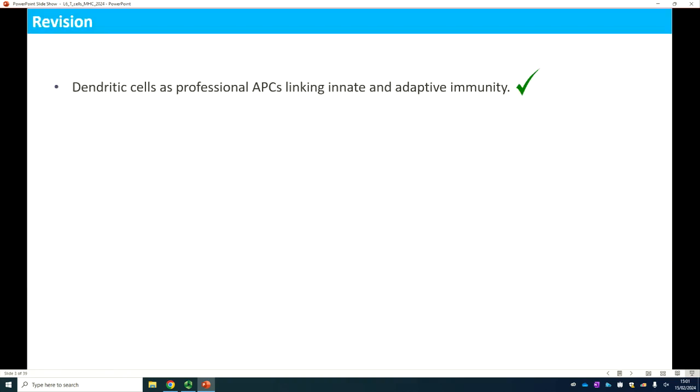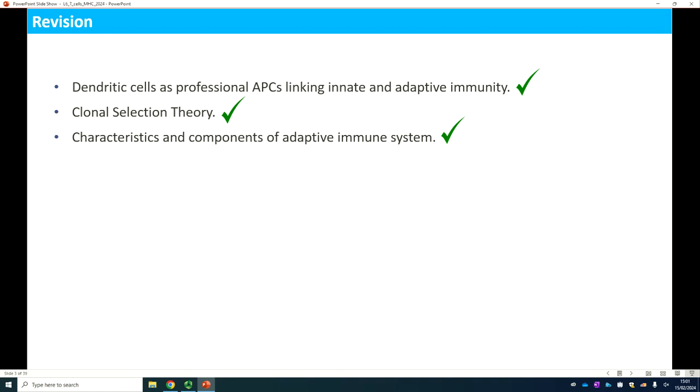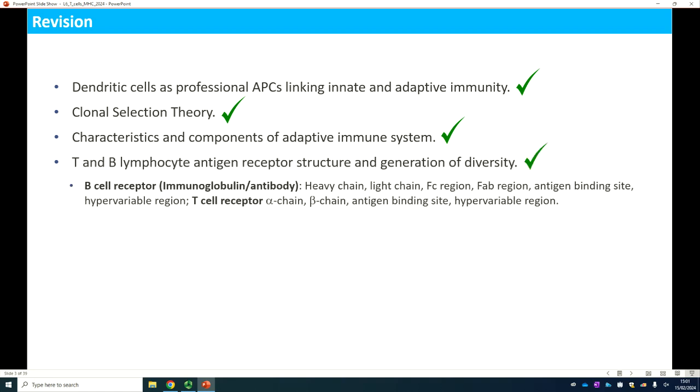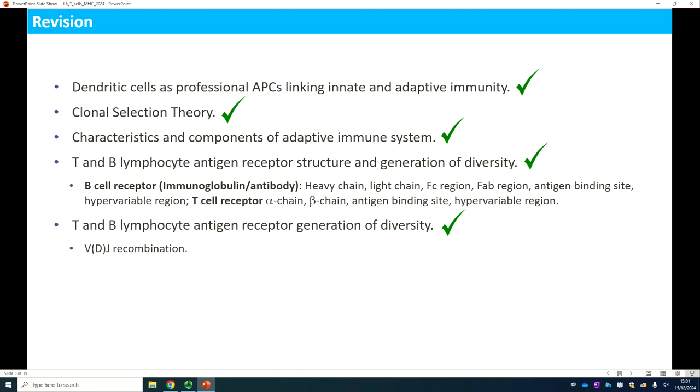Just in terms of a little bit of revision of what we've been talking about over the last 3 weeks. By now you'll know that dendritic cells are these professional antigen-presenting cells, and they link the innate and adaptive immune system together. You'll also have a good appreciation of the clonal selection theory, as well as the characteristics and components that compose the adaptive immune system. Last week we looked at T-cell receptors and B-cell receptors, the generation of diversity, and the structure of the B-cell receptor and the T-cell receptor, and also how VDJ recombination, as I just said, generates that diversity in the antigen receptor and how that can give us memory and tailor our immune response.